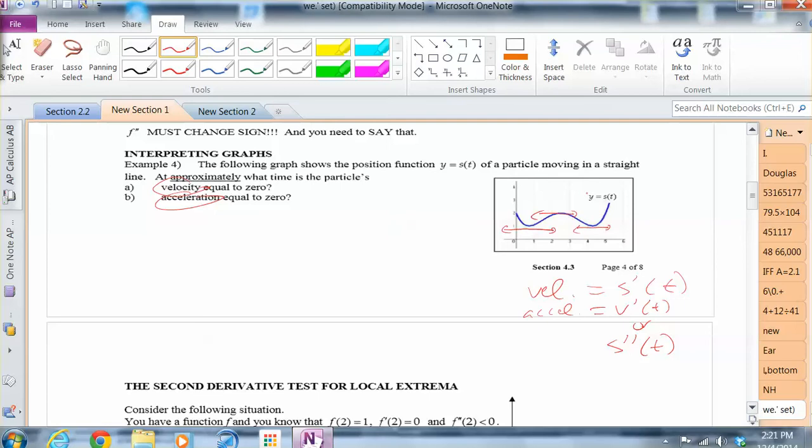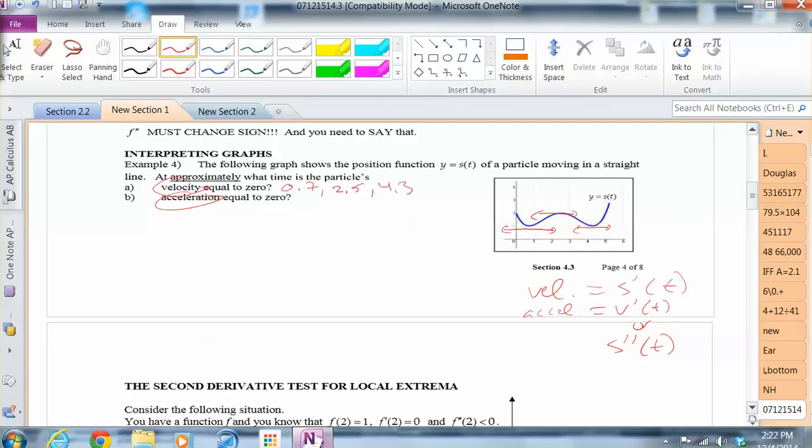And it looks like that happens, you're going to have to estimate a little bit, a little bit less than 1, so maybe at 0.7. And then somewhere between 2 and 3, so maybe 2.5. And then something a little bit higher than 4, like maybe 4.2 or 4.3. So at 0.7 seconds, and actually there were no units for time labeled here, but that's okay, 0.7, 2.5, 4.3 is when our velocity is 0.